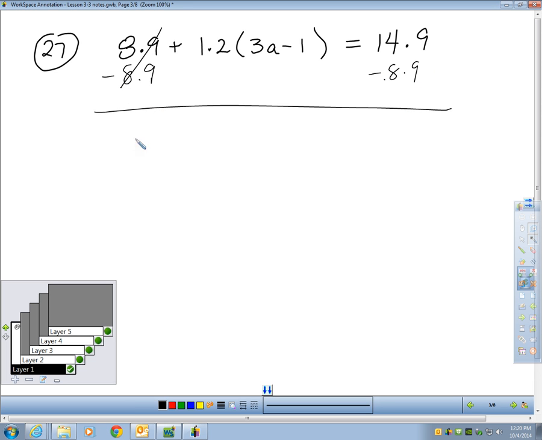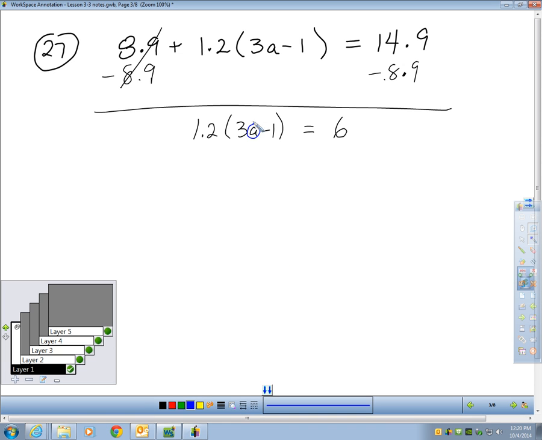So when I do that, cancel out, I get 1.2 times (3a minus 1) equals 14.9 minus 8.9, which is going to give me a 6. I'm doing my mental math right. Okay, let me drop my onion again.